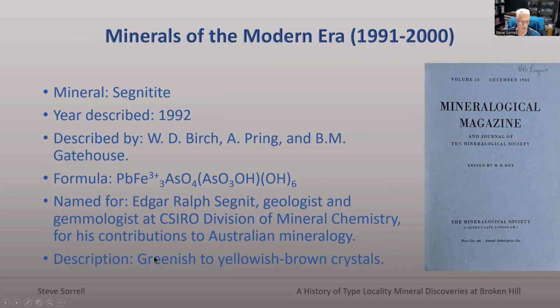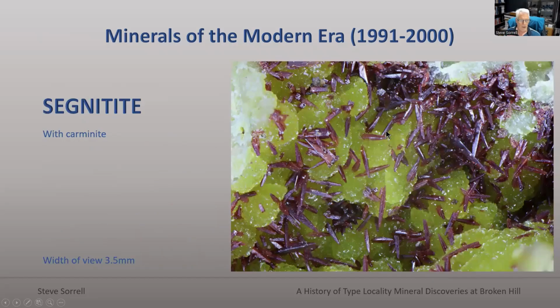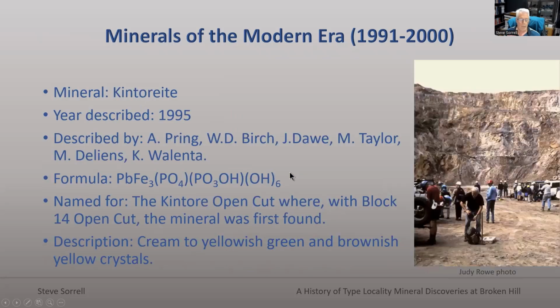But again, segnetite, greenish to yellowish brown crystals. There's a lot of minerals with that same description at Broken Hill. And this one is the green, a bit different to the one we saw with the morbiite, but in this particular instance with carmenite rather than the morbiite. Kintorite is another one that's got the lead iron at this end, but this one's got phosphate rather than arsenate. So it'd be the phosphate analogue of segnetite.